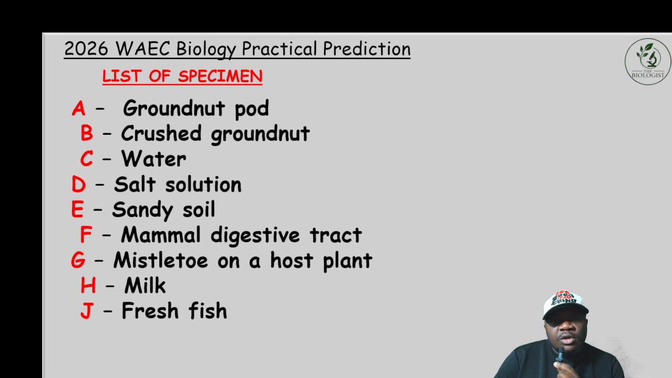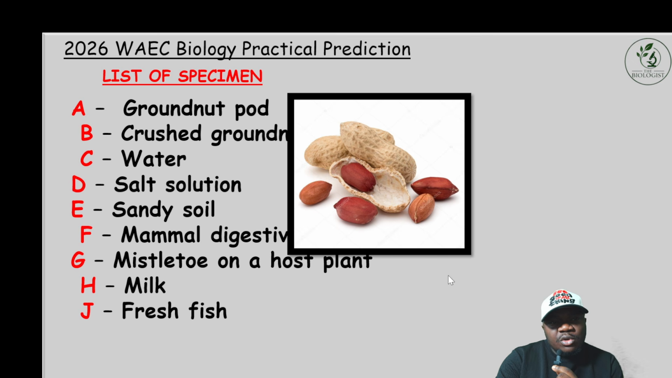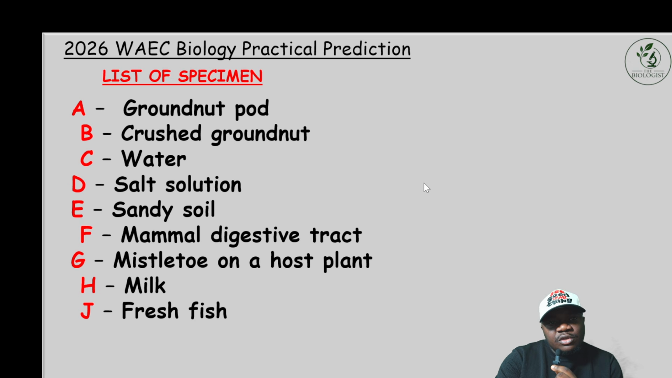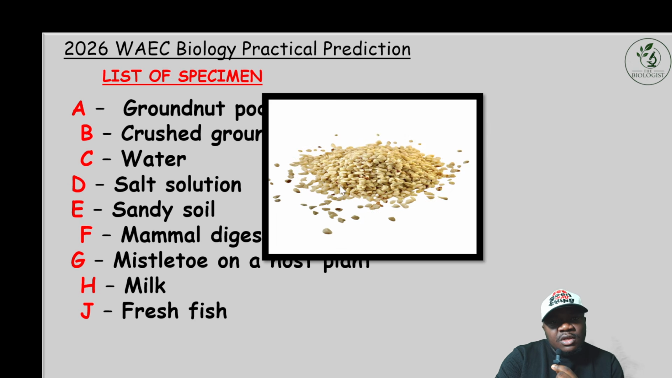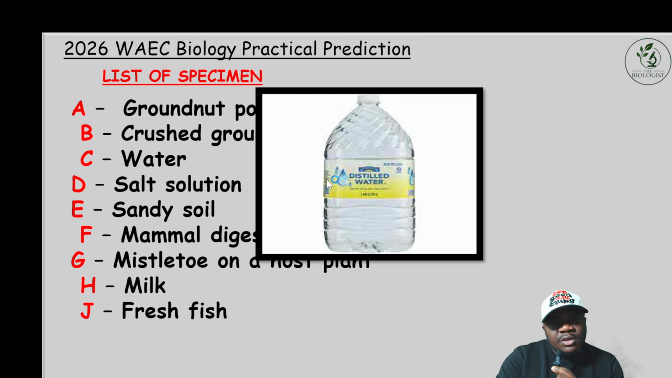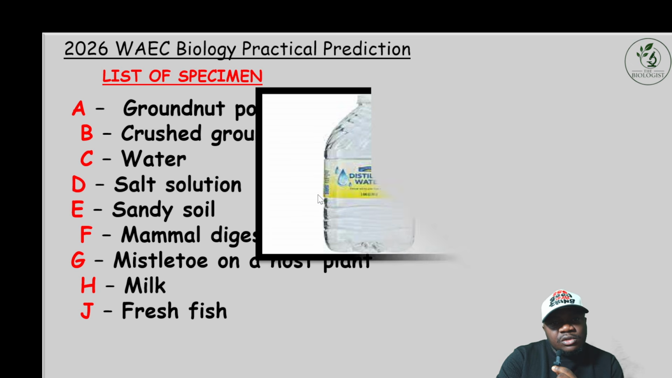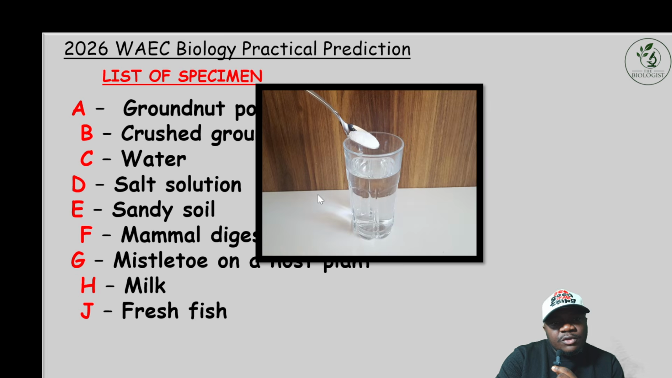So these are the list of specimens. Here we have your granules. This is a groundnut pod. You have crushed granules, this specimen is B, and you have your water and you have a salt solution. For this water and salt solution, these are specimens C and D.